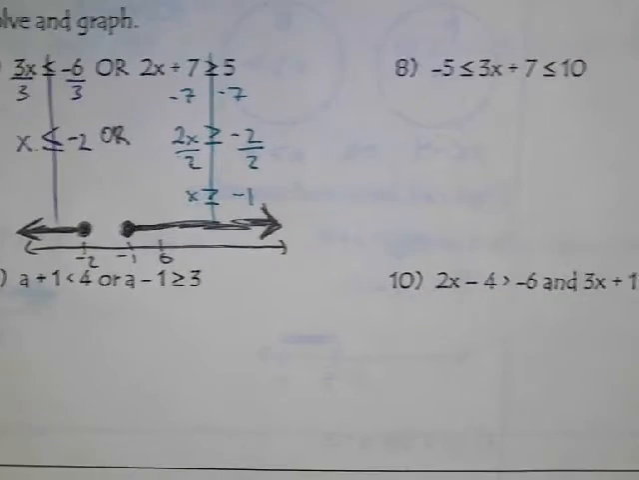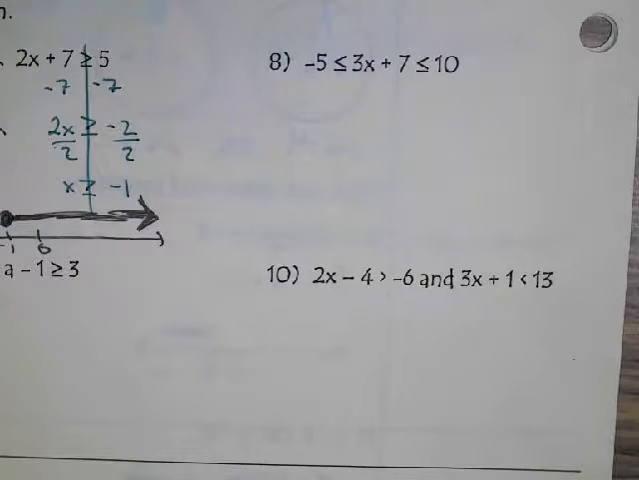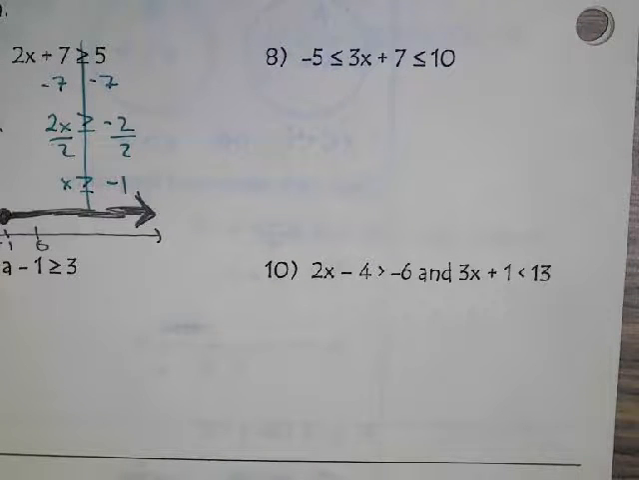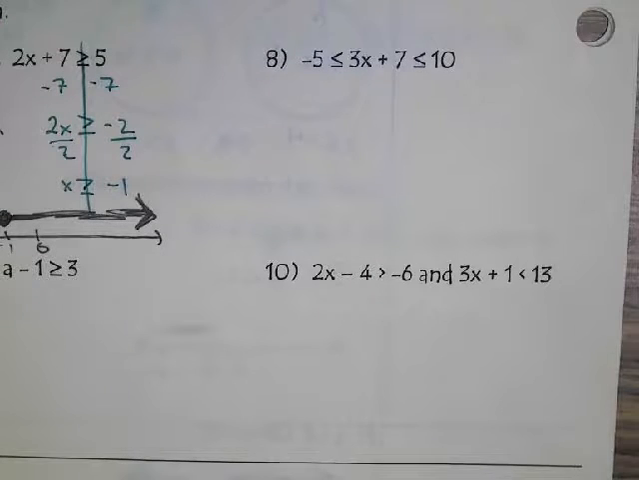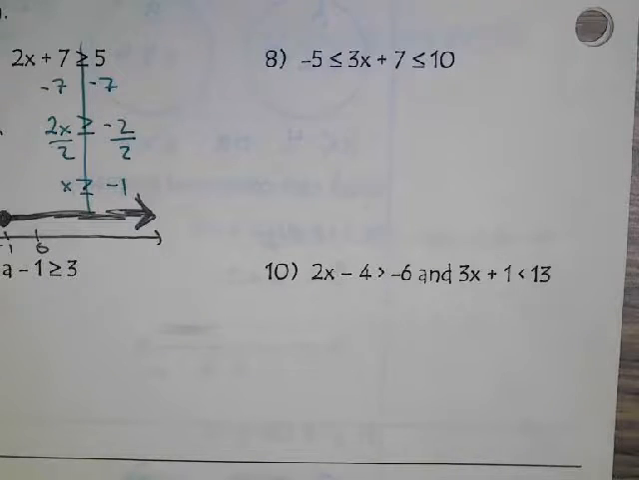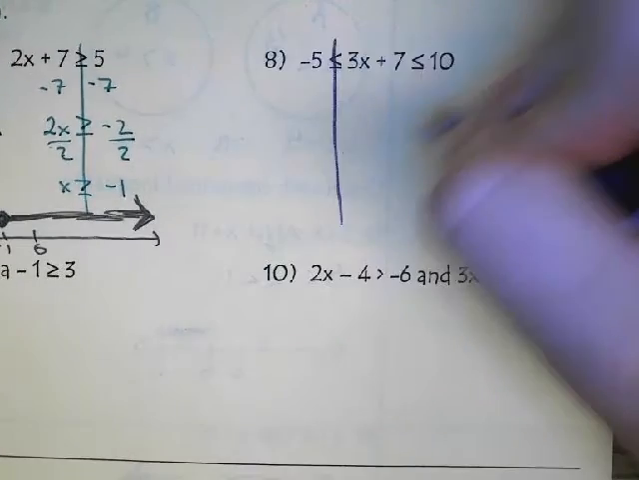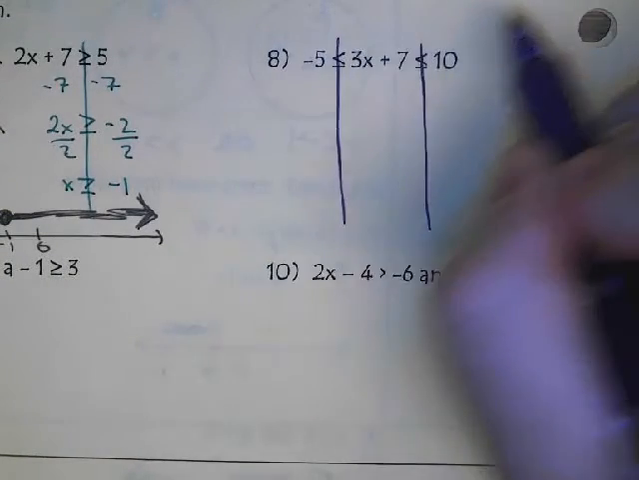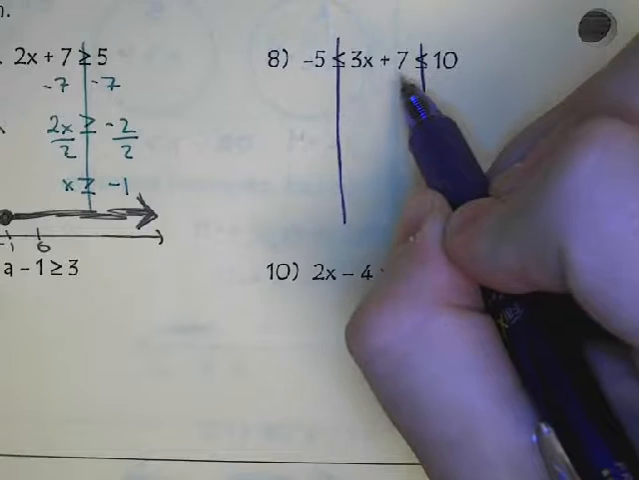Okay, number 8. So for number 8, our variable's in the middle right here. So now the idea in the past was whatever I do to one side, I do to the other. Now our thinking is whatever I do in the middle, I have to do to both sides. So it's kind of like we're doing two problems at once. So we'll draw two inequality signs, or two lines to separate our problem, and then let's do this.